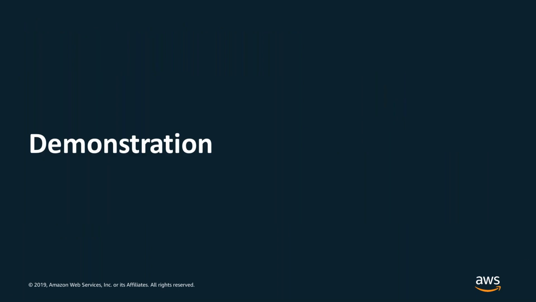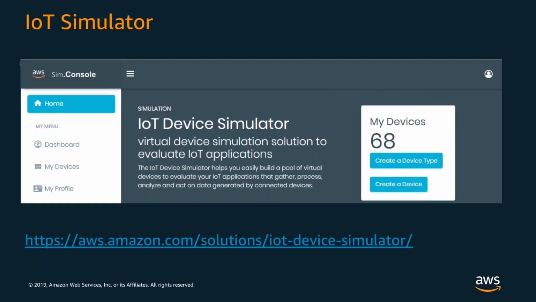The demo today shows real data being processed live using the accelerated data lake solution. The data is being generated from an AWS IoT simulator that produces vehicle data. The IoT simulator is available for anyone to deploy themselves, and I've put the link up there, and you'll get this as part of the pack. So you can give that a try if you like.